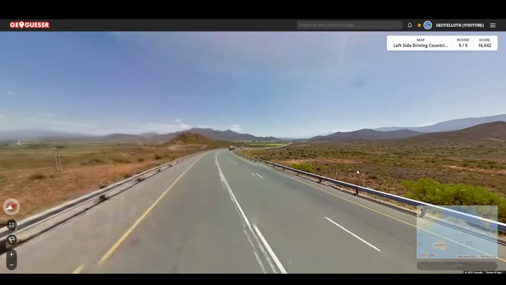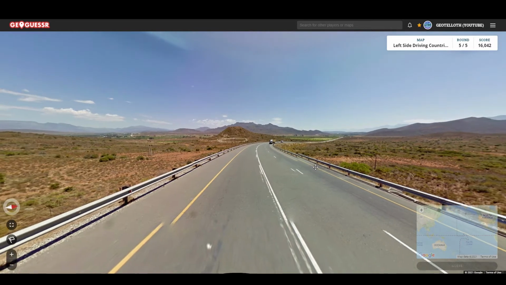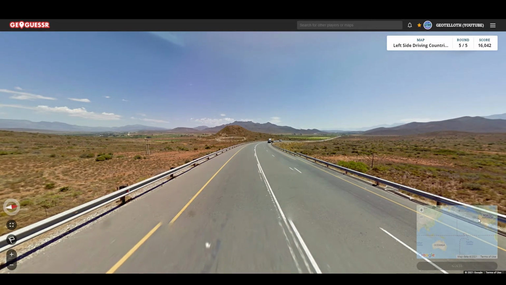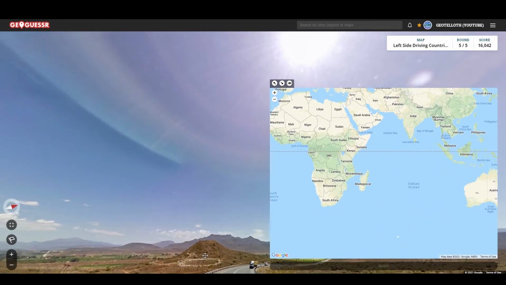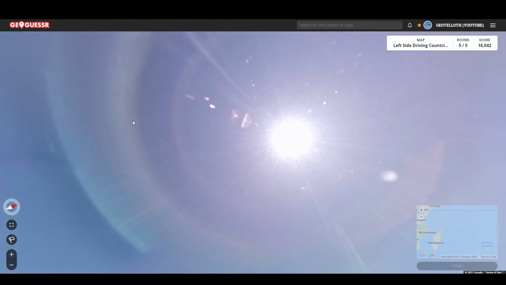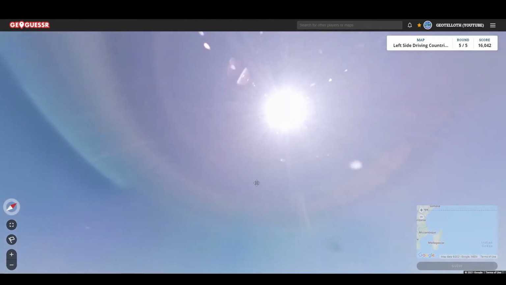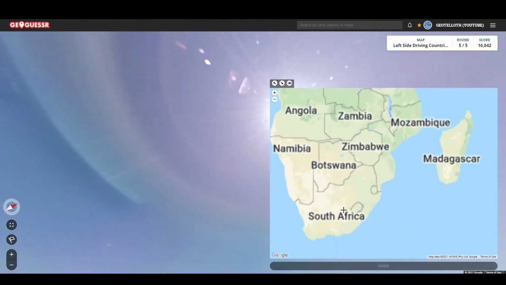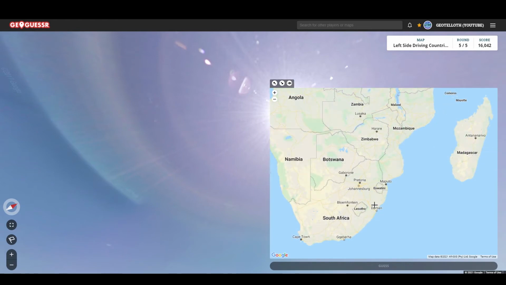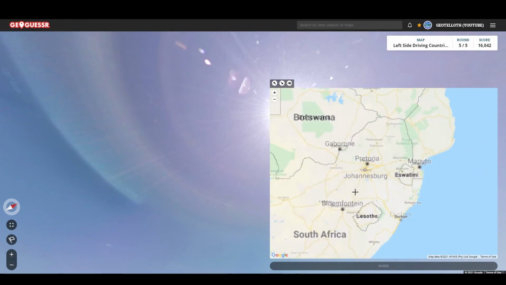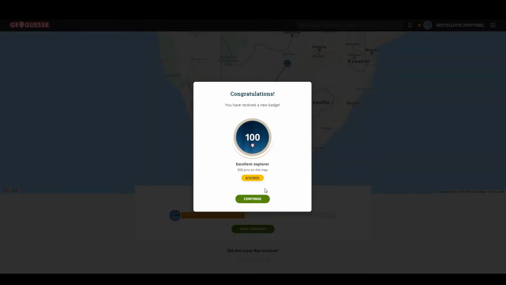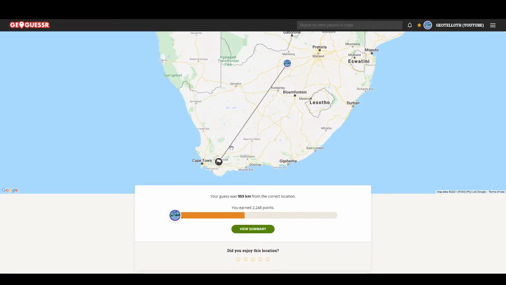Right, next round, and we are again in Southern Africa. And I think we're just going to go straight into South Africa. And there is the halo that I was talking about that you will see, I think, only in South Africa. So that allows you to differentiate between Botswana, South Africa, Lesotho, and Eswatini. So let's just go somewhere here. And we were indeed in South Africa.